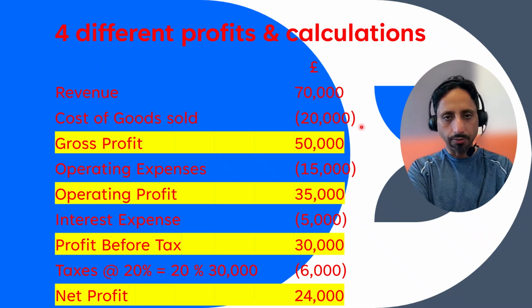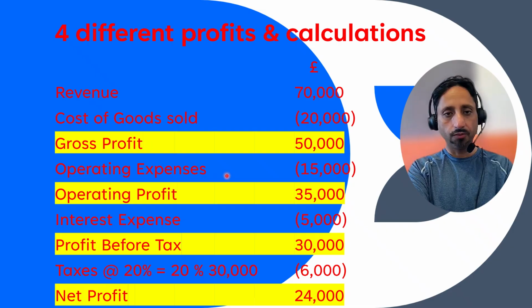Now you see this bracket. This bracket is a way to make people understand that this number is being deducted from the number above. So when you put a bracket, it means it's being deducted from the number above. And when you do that, then what you get, 70,000 minus 20,000 gives you 50,000. And that 50,000 gives us gross profit.